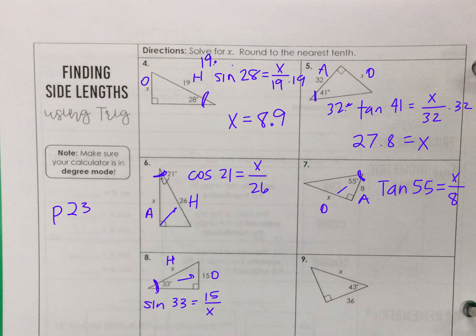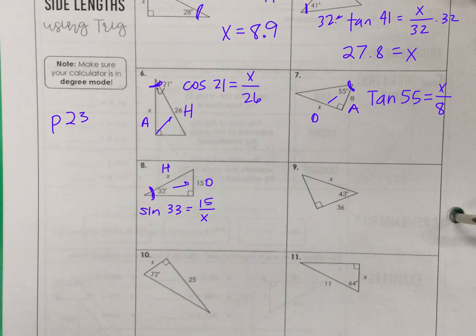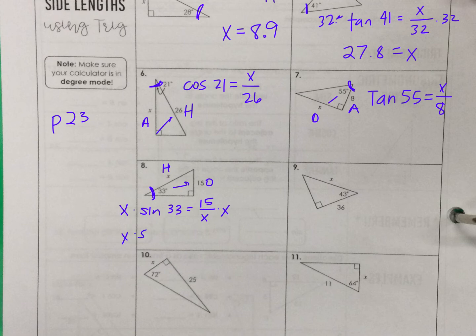When it looks like that, you have to do an extra step in your math. We need to multiply by x on both sides. So now I have x times the sine of 33 equals 15. Now, to get the x alone, I'm going to have to divide by the sine of 33. When I type that into my calculator, I get x equals 27.5. The rest of these will be similar.